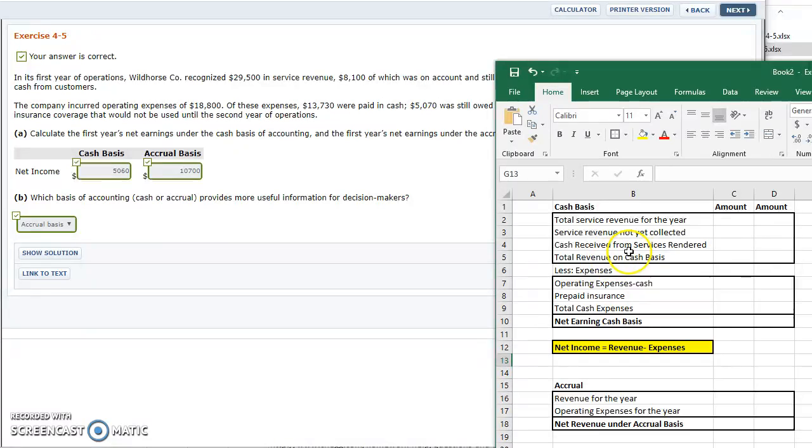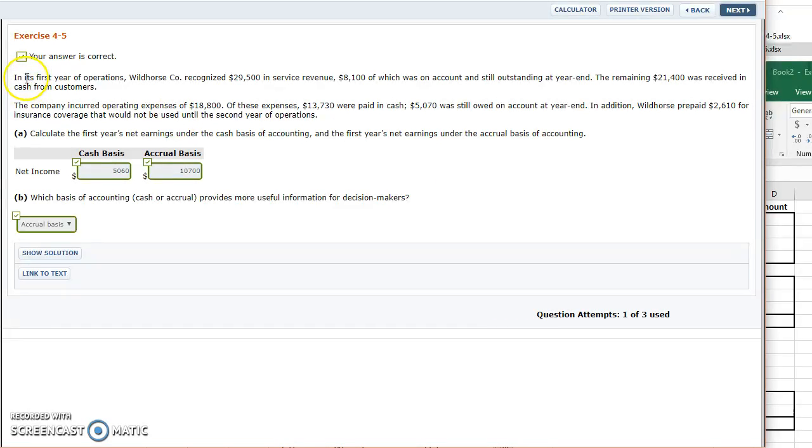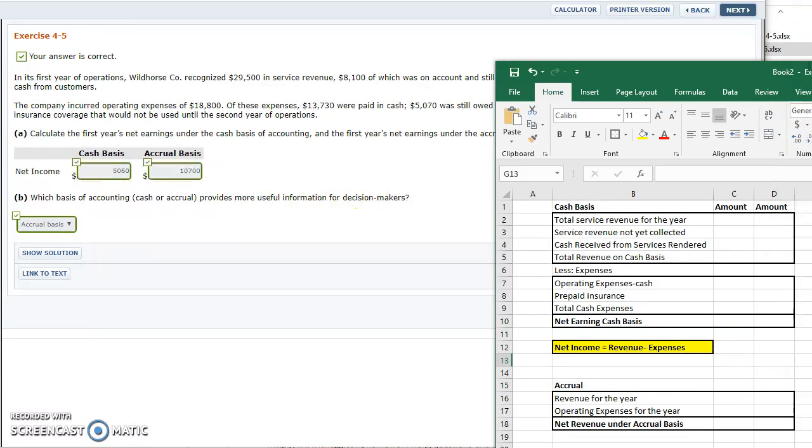So the first thing I wanted to do is calculate what it would be on the cash basis. In our question, we're going to figure out the difference between cash and accrual as far as which is more useful for the decision makers.